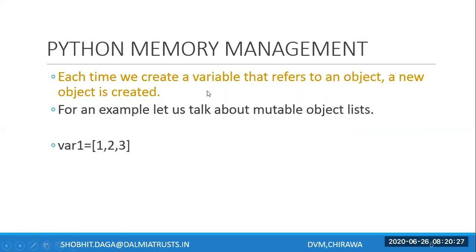The values 10, 11, 12 that I have been giving to them are objects. So now read this line. Each time we create a variable that refers to an object, a new object is created.